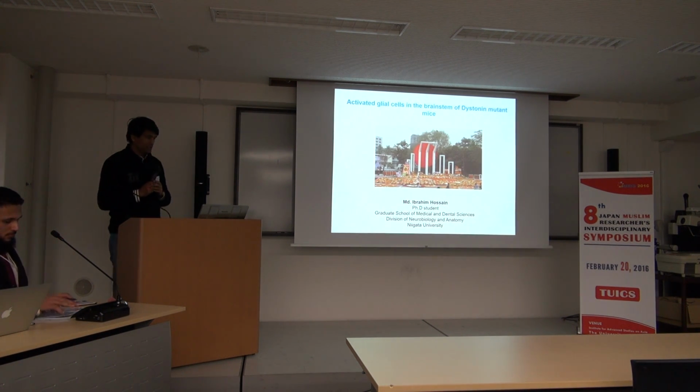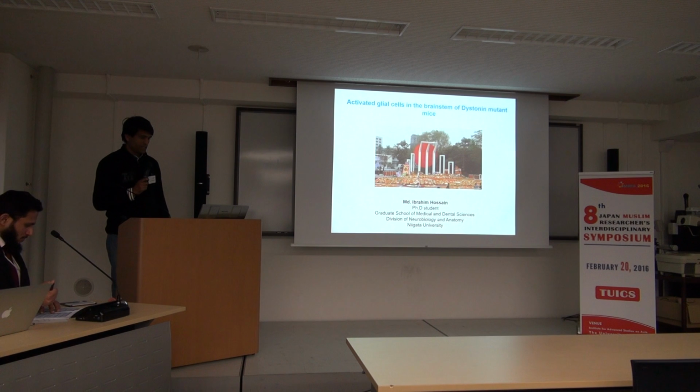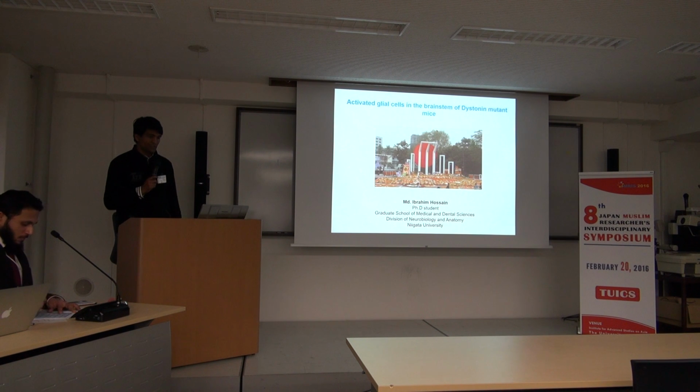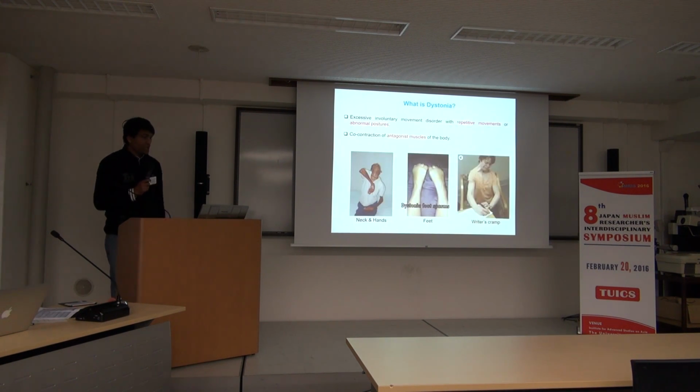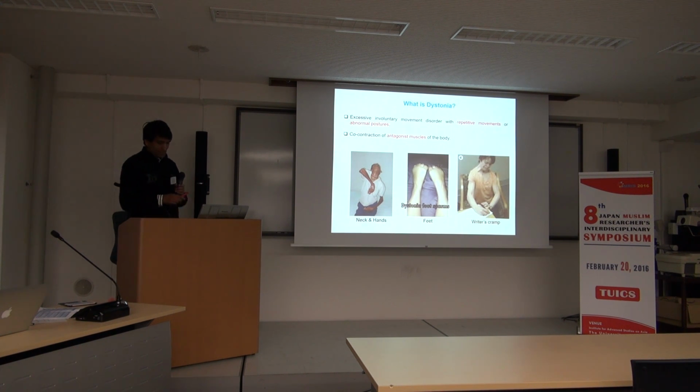Today I would like to talk about a part of my research, and the title is Activated Glial Cells in the Brainstem of Dystonian Mutant Mice, and I am from Niigata University. So in my lab I mainly work with a project called dystonia. So the first question comes, what is dystonia? In simple terms, dystonia is a movement disorder.